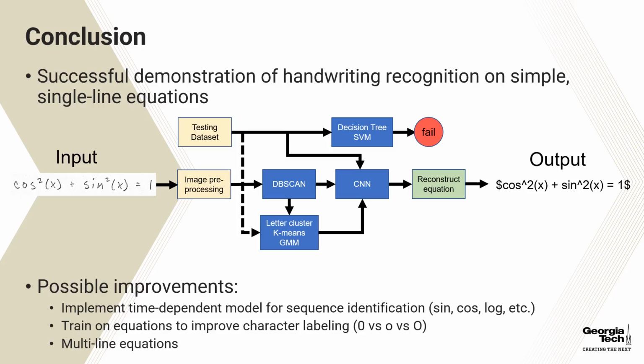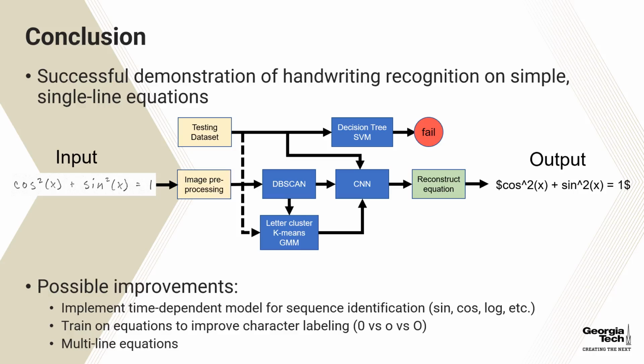In conclusion, we successfully demonstrated handwriting recognition on simple single-line equations. This figure shows an overview of our entire model. We used unsupervised learning for character clustering, which is then fed into supervised learning models. We ultimately had the most success with the CNN.